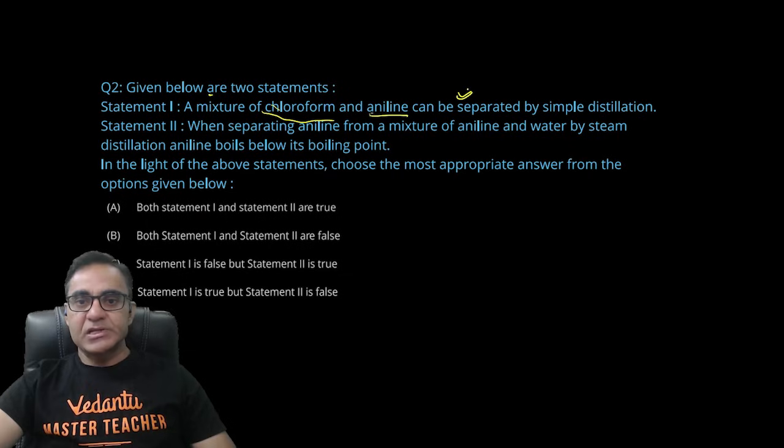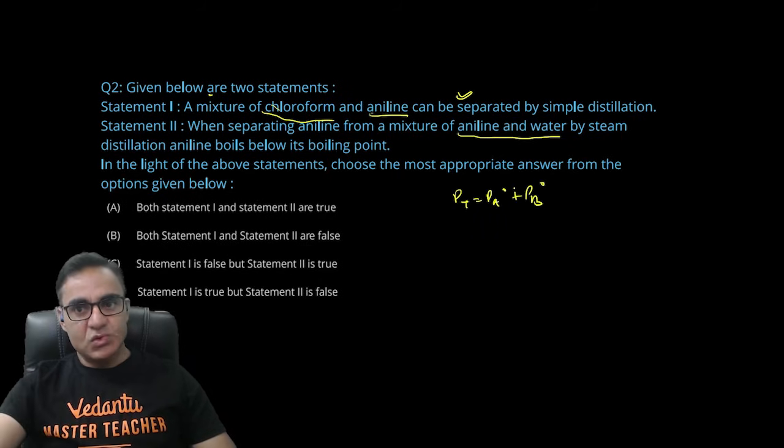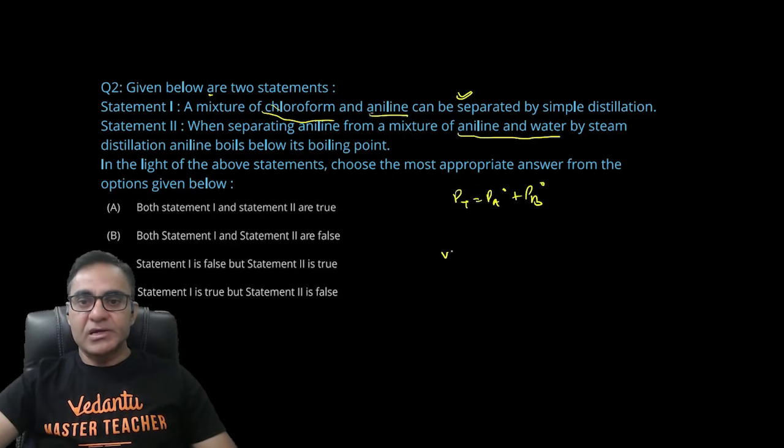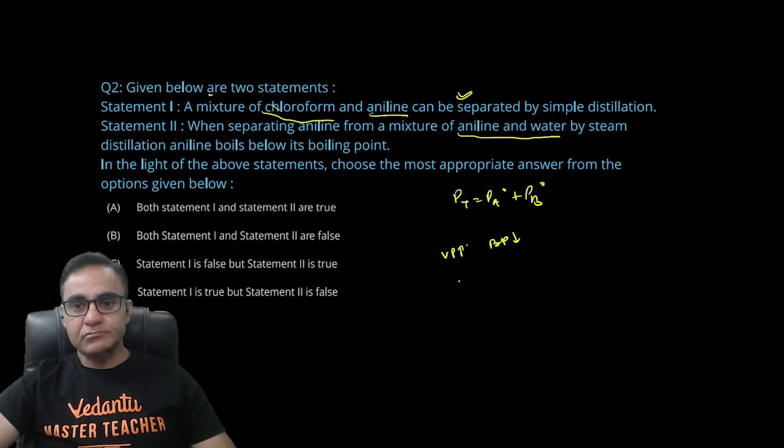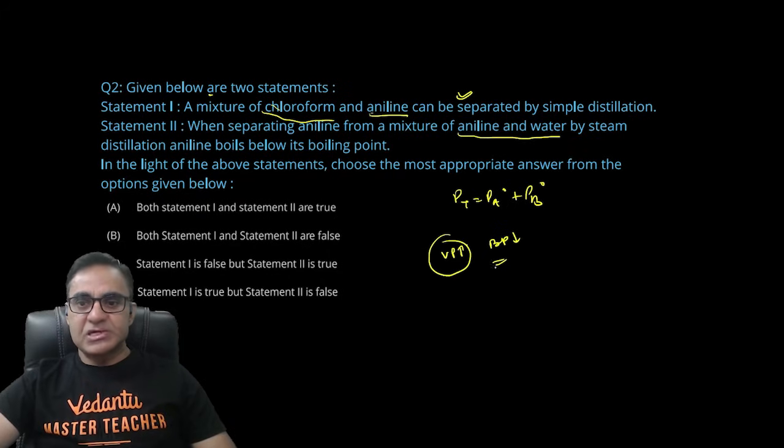When separating aniline from a mixture of aniline and water, actually aniline and water दोनों immiscible liquids हैं, और immiscible liquids में P total होता है Pa0 plus Pb0. That means मिक्सचर का जो टोटल वेपर प्रेशर होगा वो दोनों individual constituent के sum के बराबर होगा. और आपको पता है कि अगर वेपर प्रेशर ज्यादा हो जाए तो बॉइलिंग पॉइंट कम हो जाता है, right. Because boiling point is the temperature at which vapor pressure of the mixture becomes equal to external pressure. तो अगर वेपर प्रेशर ज्यादा होगा तो बॉइलिंग पॉइंट कम होगा. तो कम बॉइलिंग पॉइंट होने से easily separate करना possible है, right.